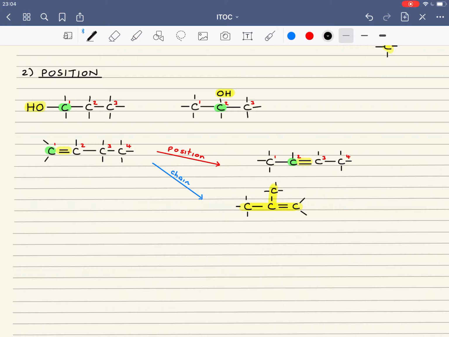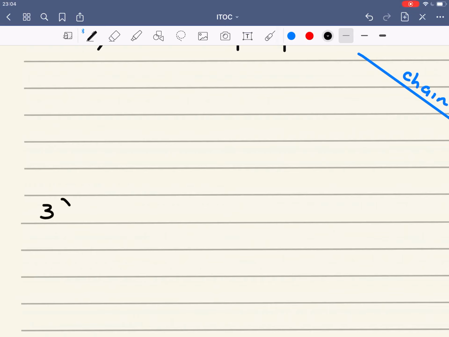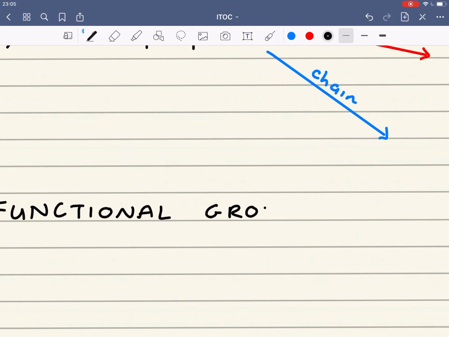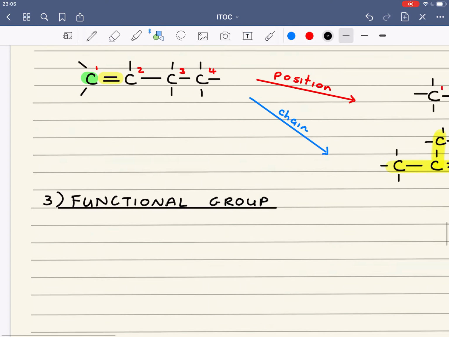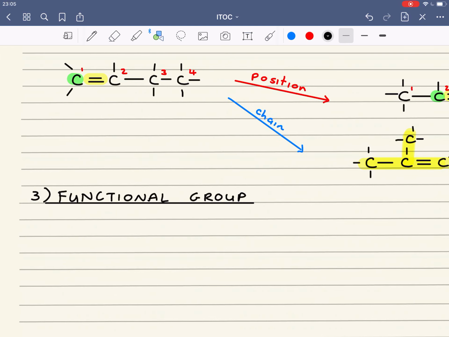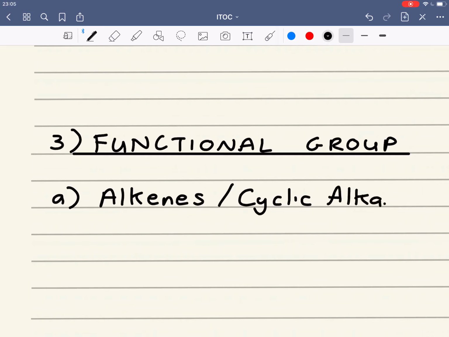The last type of structural isomer we're going to look at is functional group. And here we've got molecules of the same molecular formula, but they are basically molecules with different functional groups. There are many examples of functional group isomers, but I'm only going to take you through the most common 3 you'll get at A level. The first of these is alkenes and cyclic alkanes. Both have a general formula of CnH2n.